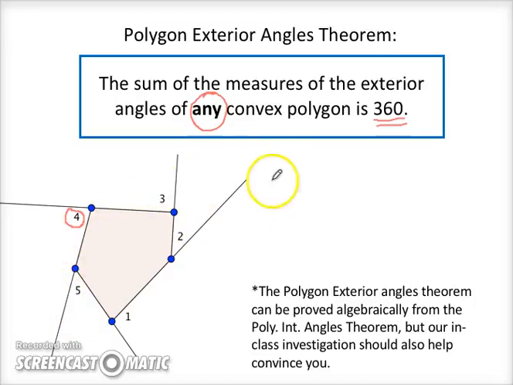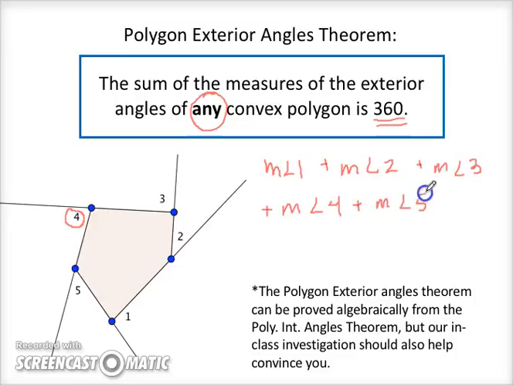So for this figure here, we have measure of angle 1 plus measure of angle 2 plus measure of angle 3 plus measure of angle 4 plus measure of angle 5 must equal 360 according to this theorem. Now the polygon exterior angles theorem can be proved algebraically from the polygon interior angles theorem. So maybe I'll challenge some of you to try that. But the in-class investigation that we'll be doing should also help convince you that this theorem is true.